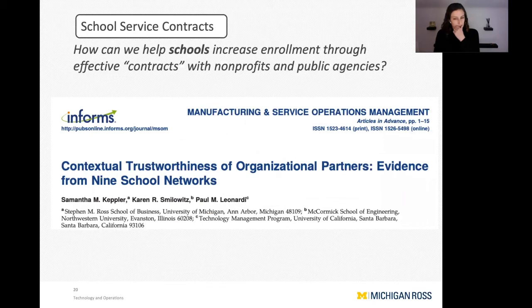And then the last area that I want to talk about is the school service contracts. So this is shifting things to the school level. The first two areas are mostly at the district level in terms of the problems and operational issues that a district faces. This is a study that's done by myself, Karen, and Paul Leonardi that looks at the school level. And this is important because there's school stuff going on with choice as well, where schools are now competing for students. And if school is the operational level at which competition happens, it's an interesting place to look at how they're managing that competition.